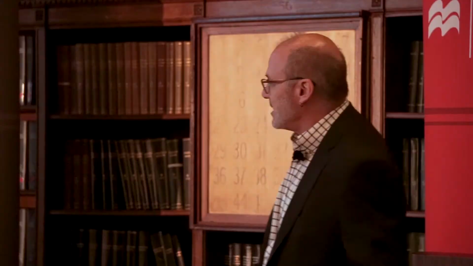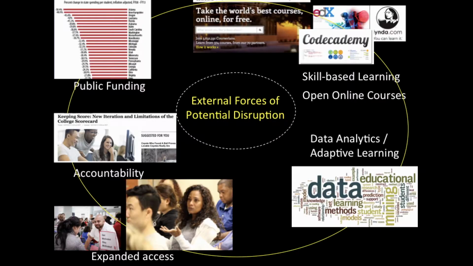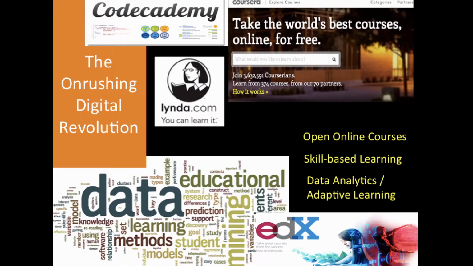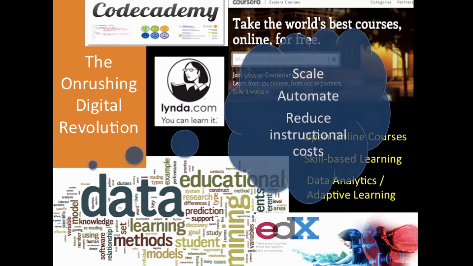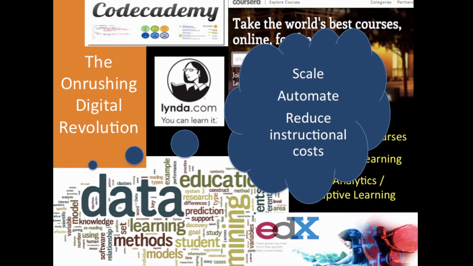So that left side comes from what I think of as sort of the five horsemen of the apocalypse. The pressures on higher ed: reduction in public funding, the expansion of who it is that needs access to higher education, the pressures on accountability, the rise of analytics, the digital revolution. This is not a crowd I need to elaborate for, what's happened the last 15, 20, 25 years, but much of the money has been initially driven toward thinking about how we scale and automate education and reduce instructional costs.